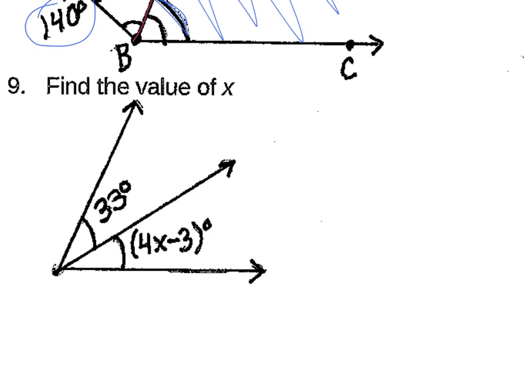On number 9, you need to find the value of x. Again, this is a bisector right here. So it's splitting it in half. So it really means that these two are congruent or equal to each other. So you need to set up an equation with one side equal to the other angle. So substitute them in, set it up, and solve for x.